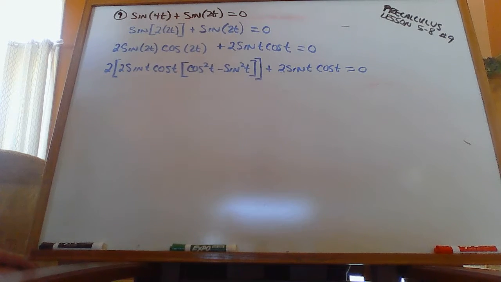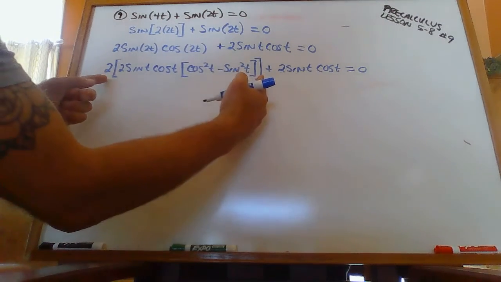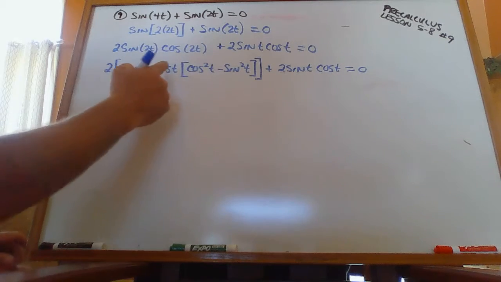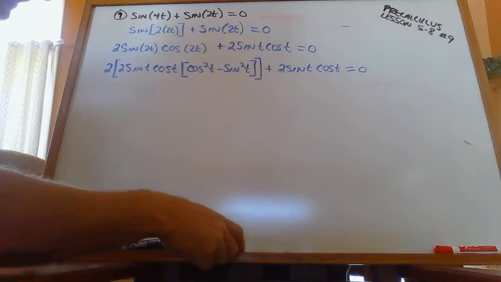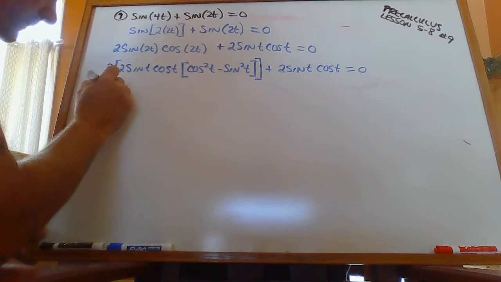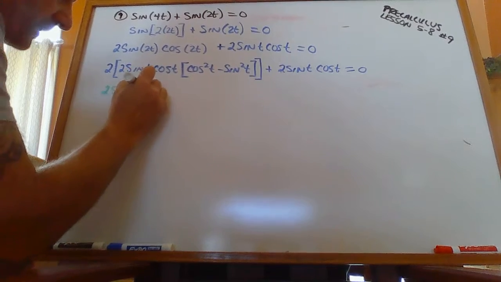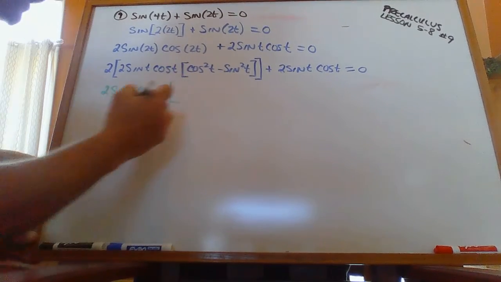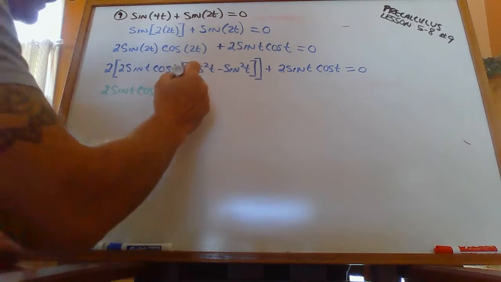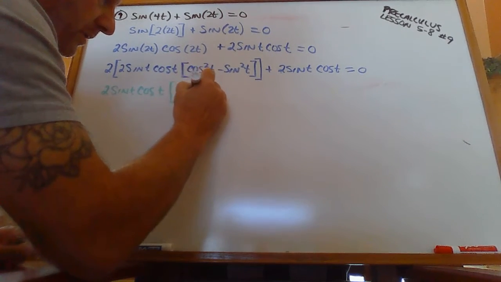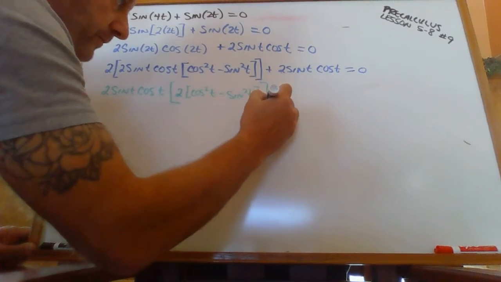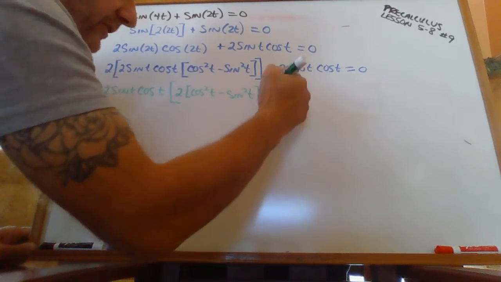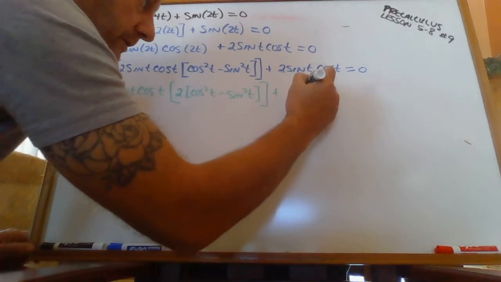Okay, so then if you look really carefully here, I've basically got two terms. I've got a term here and I've got a term here, and both of them have a 2 sine t cosine t, and so I'm going to factor out that 2 sine t cosine t. So I get 2 sine t cosine t, and I'm left with this 2 with this stuff, 2 times cosine squared t minus sine squared t, plus if I factor the 2 sine t cosine t out of there, I just get 1.